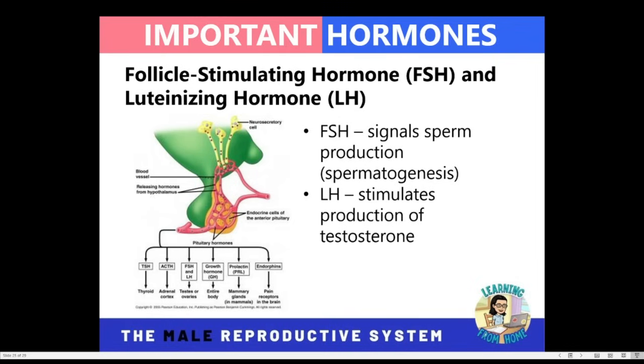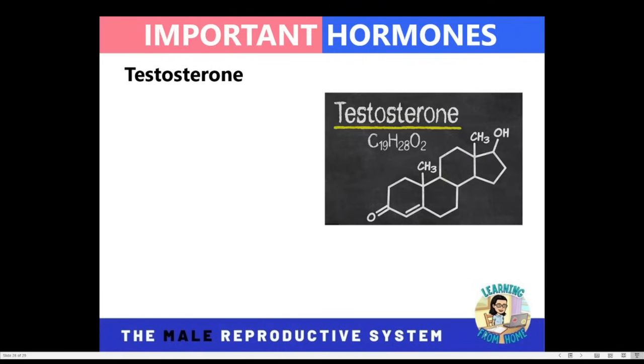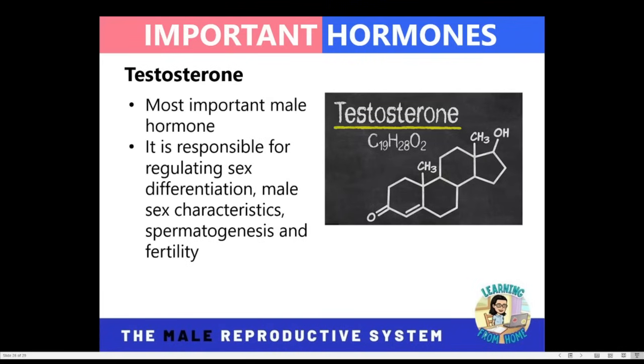So, ano naman si testosterone? Si testosterone ay isa ring hormone which is produced by the male reproductive system. So, ano ginagawa ni testosterone? It is the most important male hormone because it has a lot of functions. First, for regulating sex differentiation, male sex characteristics, spermatogenesis, and fertility.